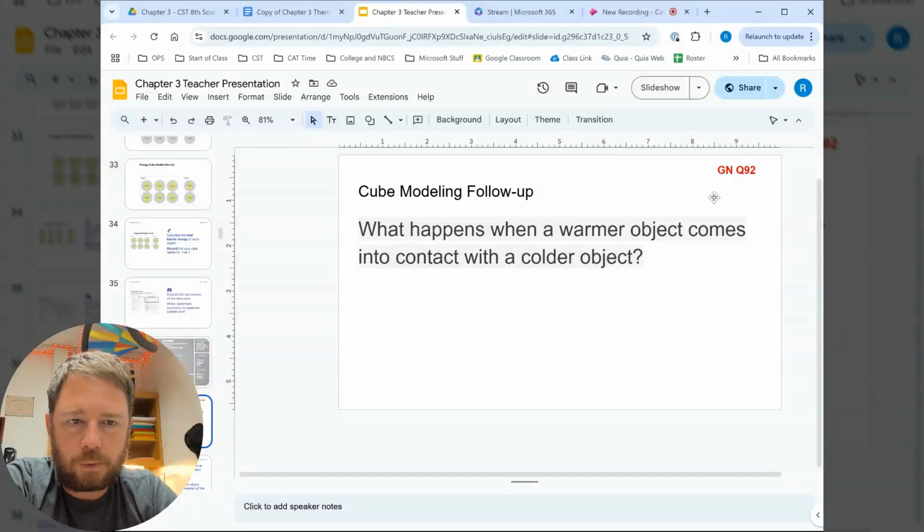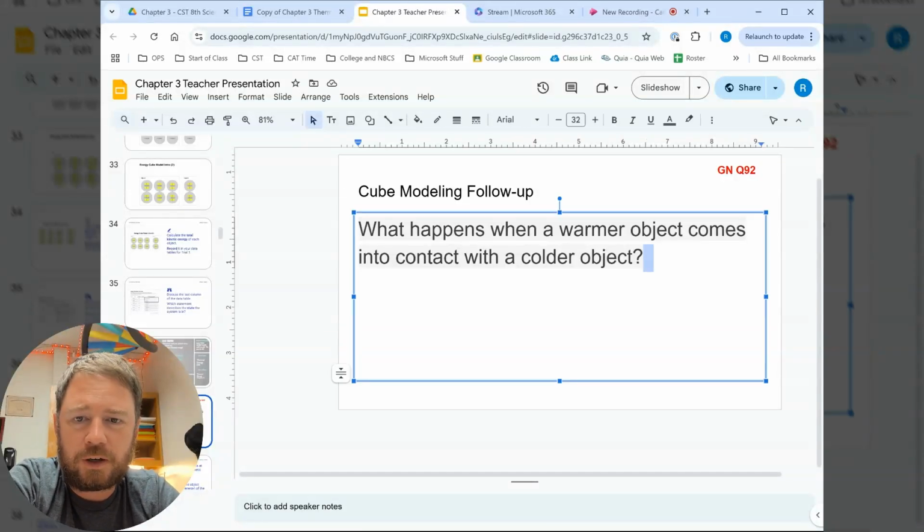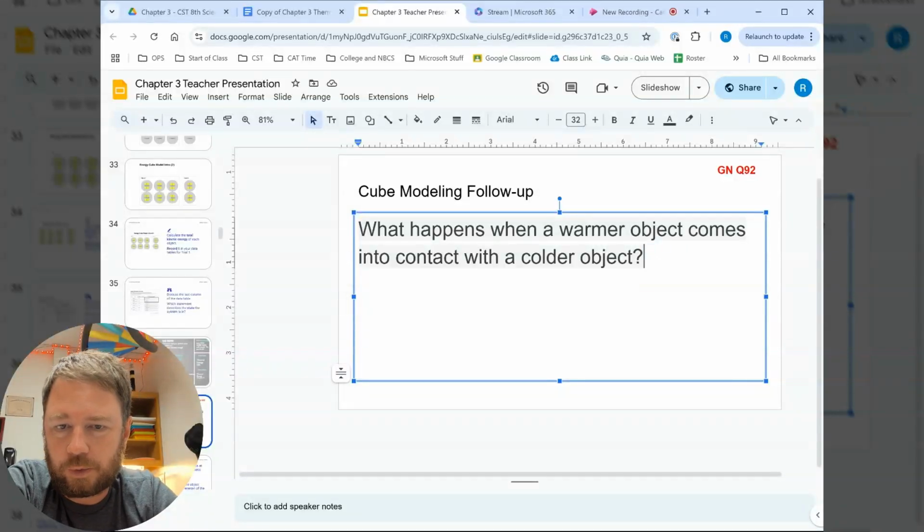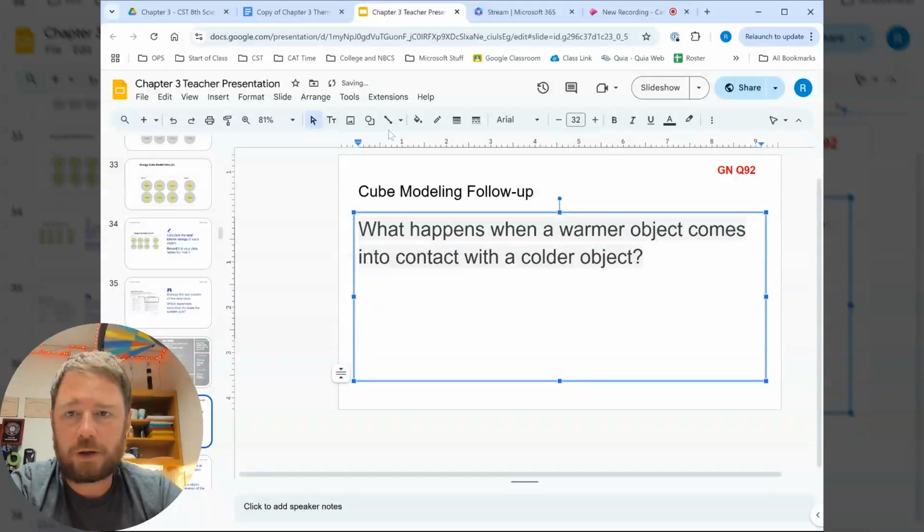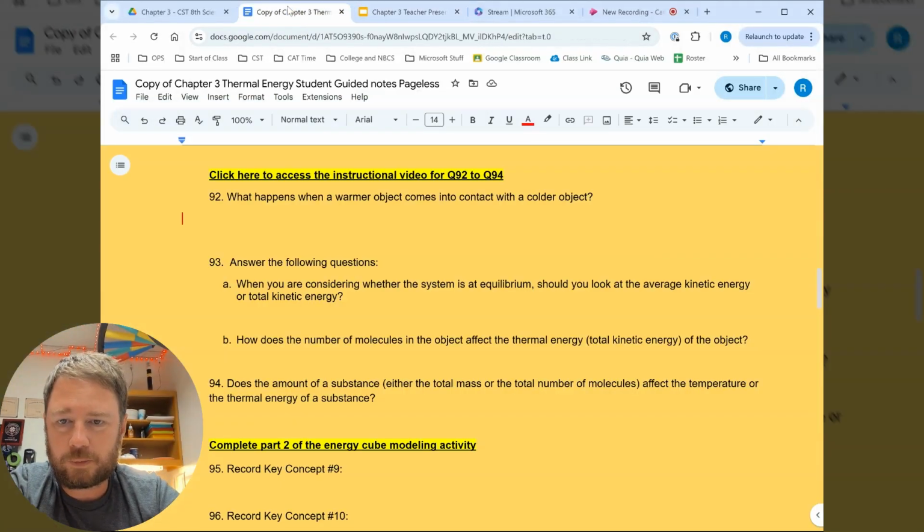All right, we are ready for question 92, which is a follow-up to our cube modeling activity. So this question here asks, what happens when a warmer object comes in contact with a colder object? We've addressed this a couple times, but we should probably write something along the lines of, I guess I'll jump over the notes.